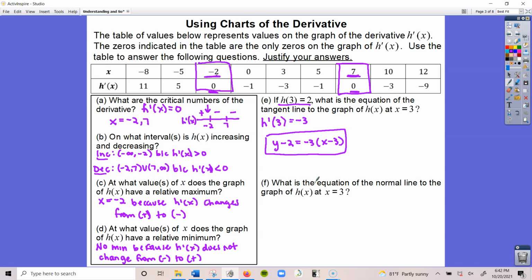The next part is what is the equation of the normal line to the graph of h of x at x is equal to 3. Remember that the normal line has a perpendicular slope to the tangent line. Since the slope of my tangent line is negative 3, that means that my perpendicular slope is positive 1/3, since perpendicular slopes are always the opposite reciprocal. Now to write the equation, it still goes through the same point of tangency. So when I write my equation, it would be y minus 2 is equal to 1/3 times x minus 3.